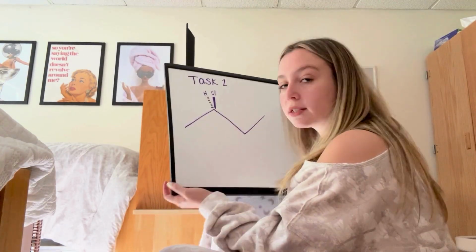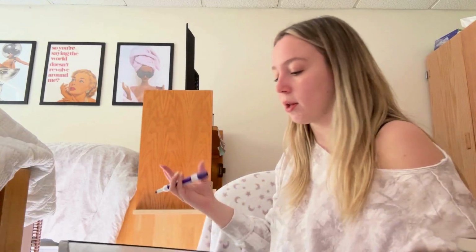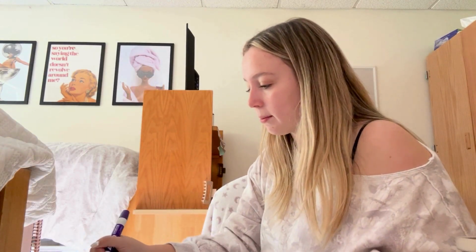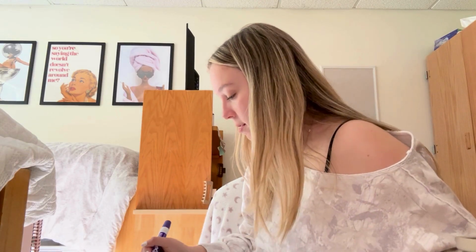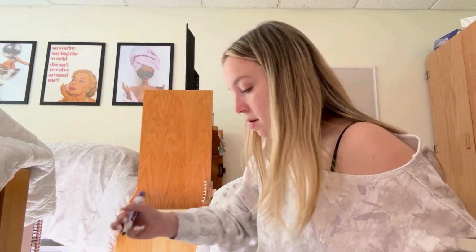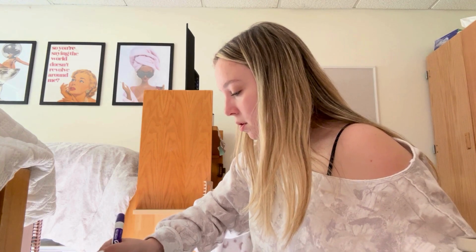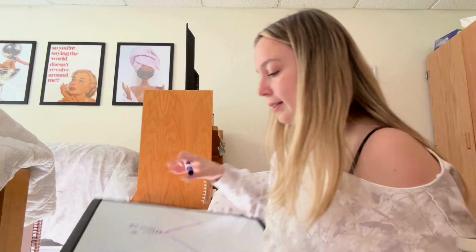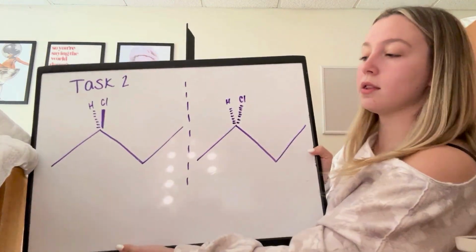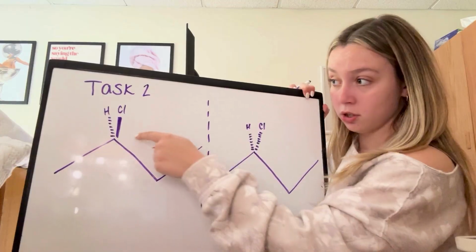Okay, task 2 is draw a pair of compounds that are diastereomers. So I'm just going to use the same one that I used for task 1, but draw the diastereomer. So an example of a diastereomer for that one would be like this. Because we see that the hydrogen stayed the same, but then the chlorine bond changed.